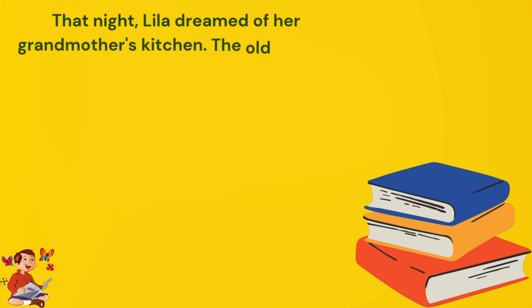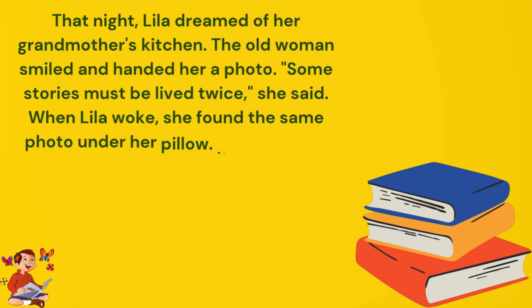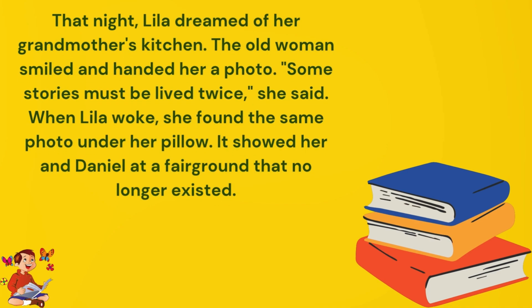That night, Lila dreamed of her grandmother's kitchen. The old woman smiled and handed her a photo. "Some stories must be lived twice," she said. When Lila woke, she found the same photo under her pillow. It showed her and Daniel at a fairground that no longer existed.